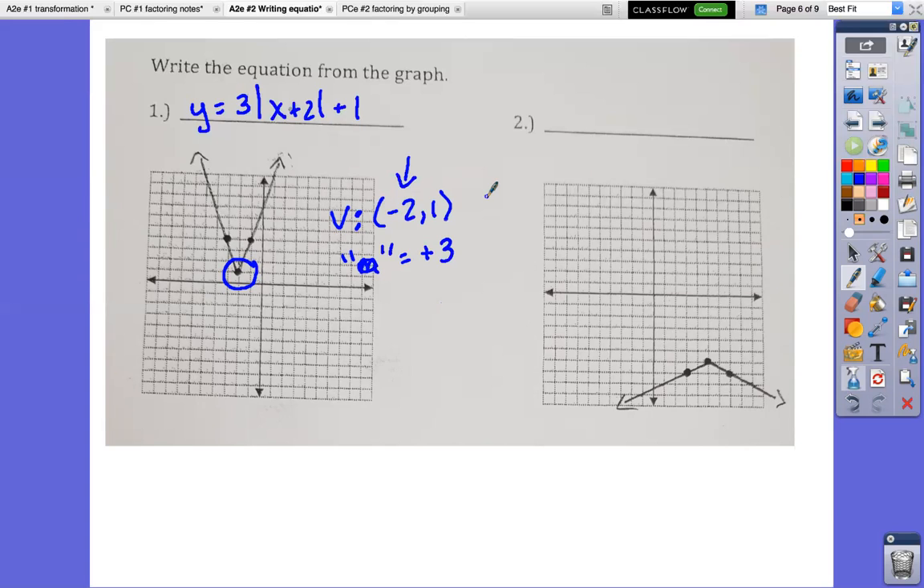So try number 2, and I'm not going to give you a ton of time, like 30 seconds. Just see if you can identify your vertex and your A value. And then take 30 seconds, see if you can write the equation.